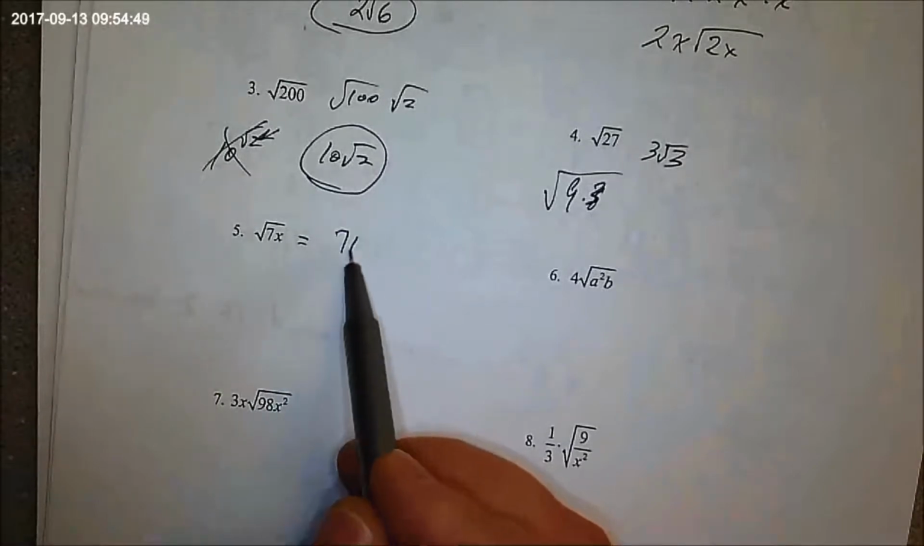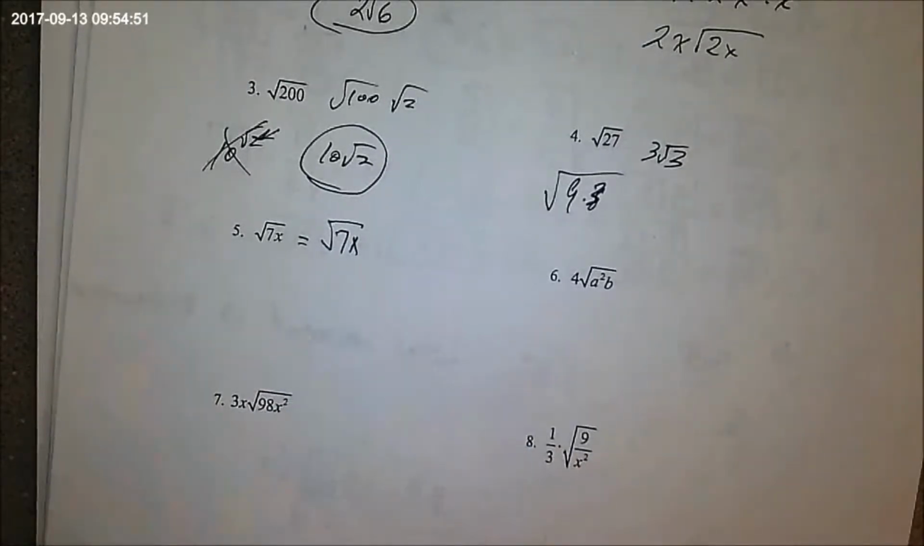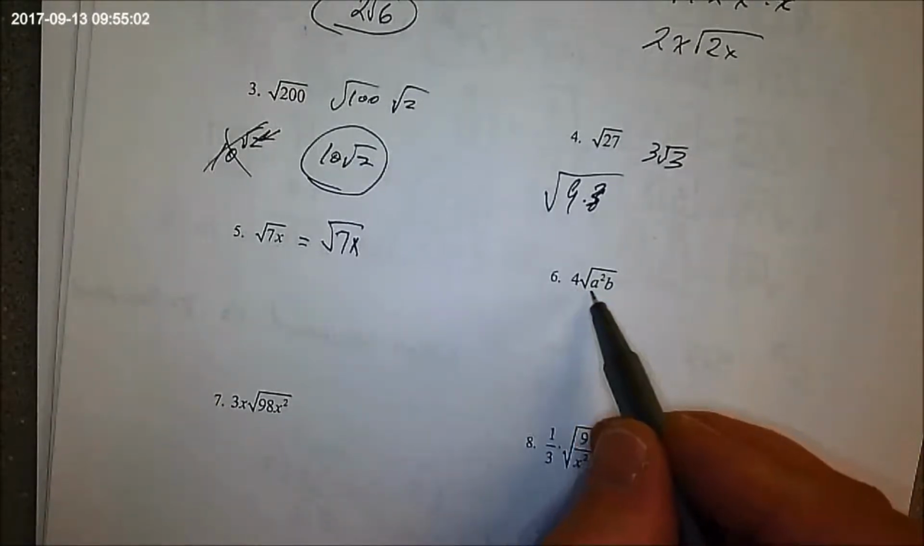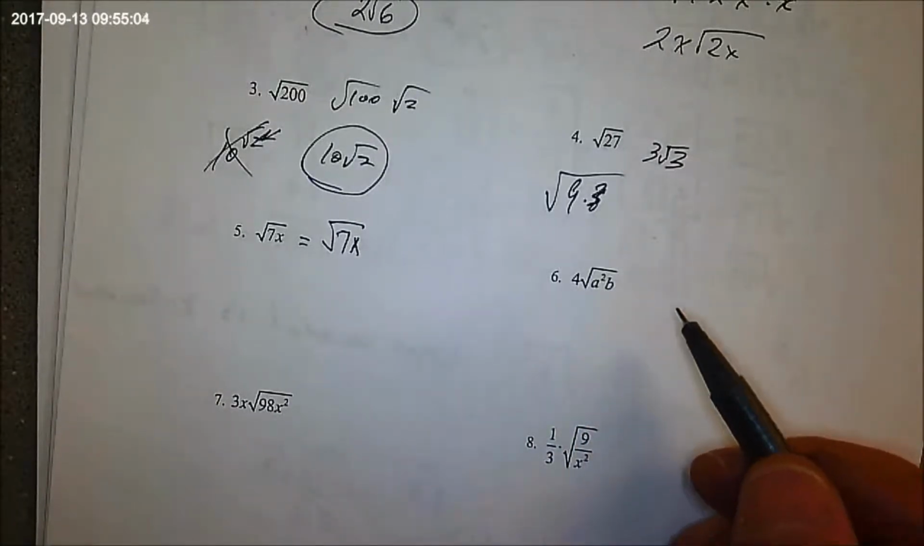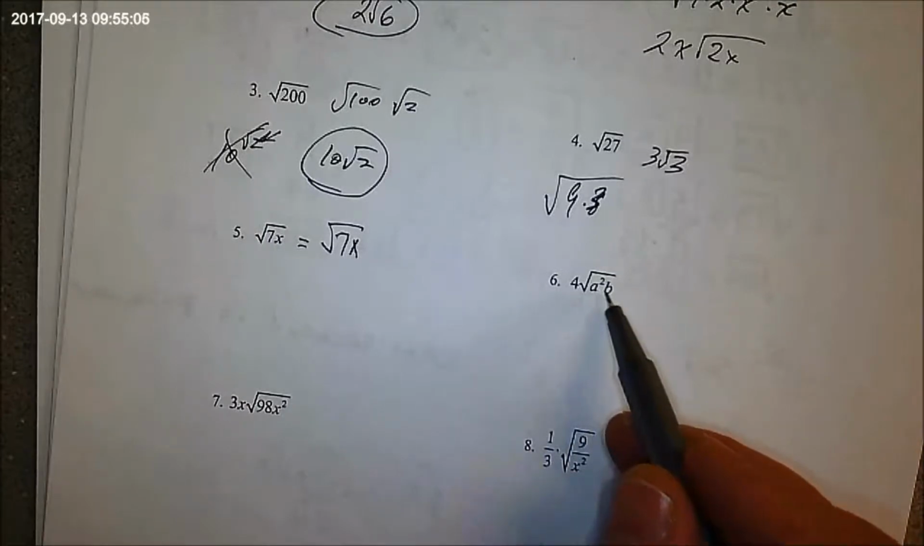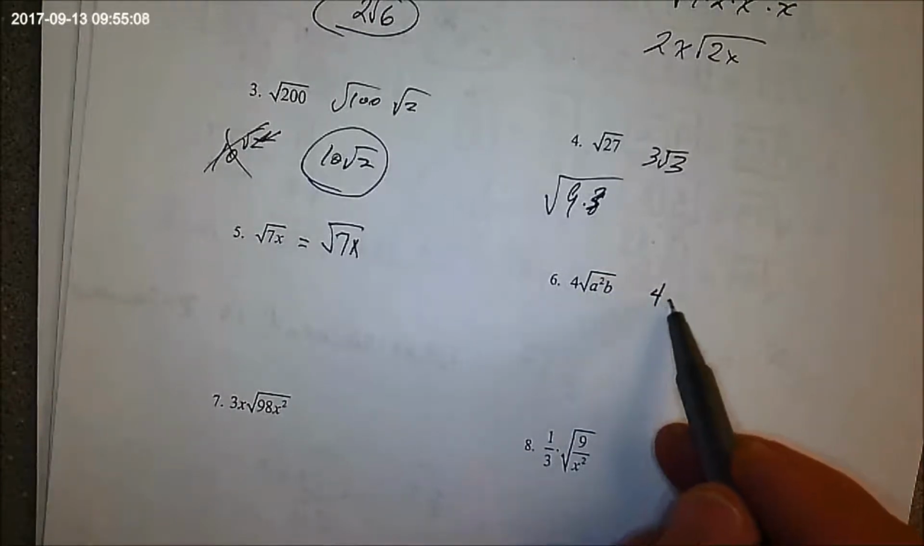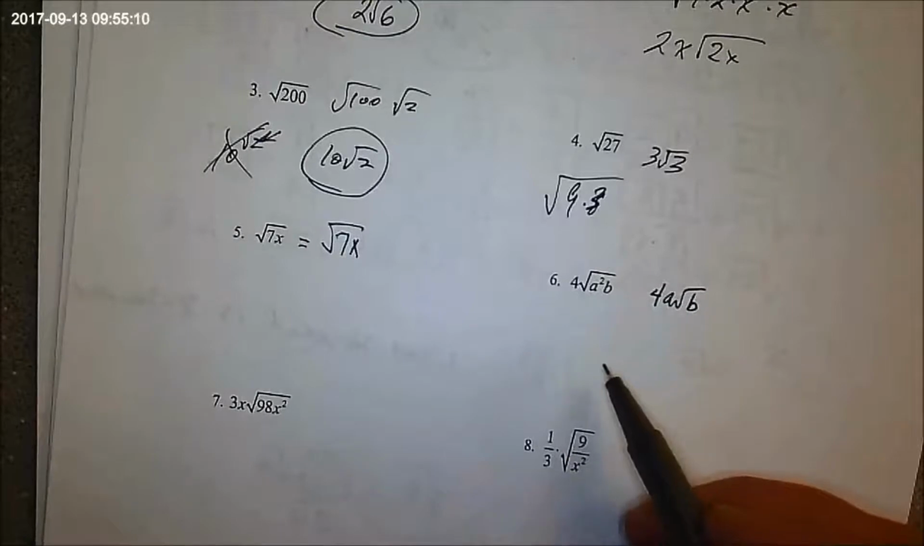This one, okay. Done. Don't leave it blank because it's already simplified. That means you skipped it. Right? Yeah. Oh no, this one is 4 being multiplied by that, right? And the square root of a squared is a. So this is 4a square root b.